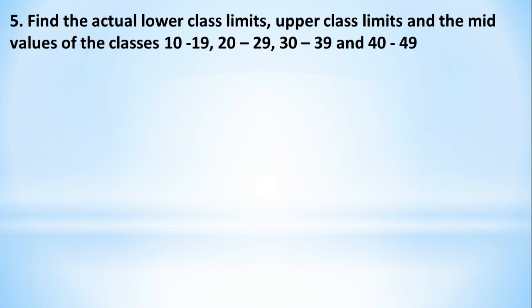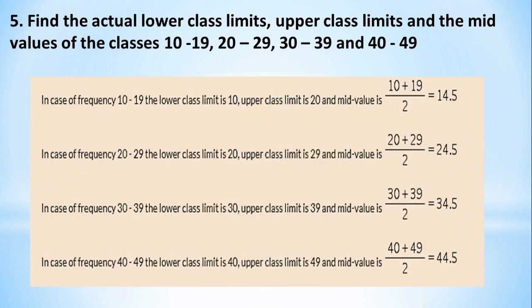Question number 5. Find the actual lower class limits and upper class limits and the mid values of all the classes. So we have 4 class intervals, 10 to 19, 20 to 29, 30 to 39, 40 to 49. Which are the lower class limits, children? 10, 20, 30 and 40. Which are the upper limits? 19, 29, 39, 49. How to find out the mid values? Add and divide by 2. 10 plus 19 by 2, 20 plus 29 by 2, 30 plus 39 by 2 and 40 plus 49 by 2. Calculate, add the sum and then divide it by 2. You will get the mid values of the given class intervals.